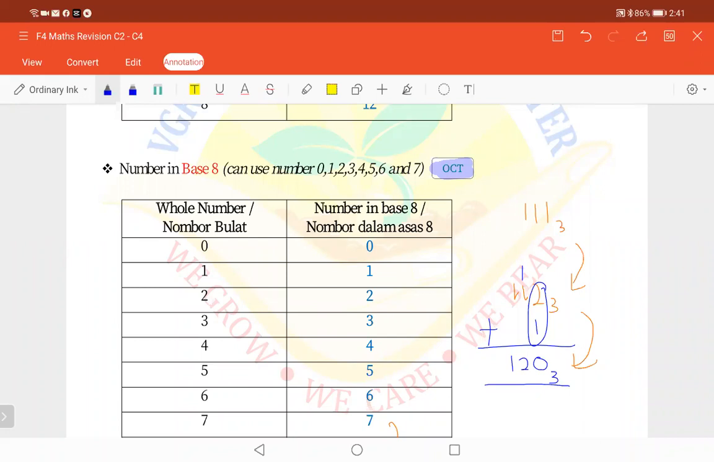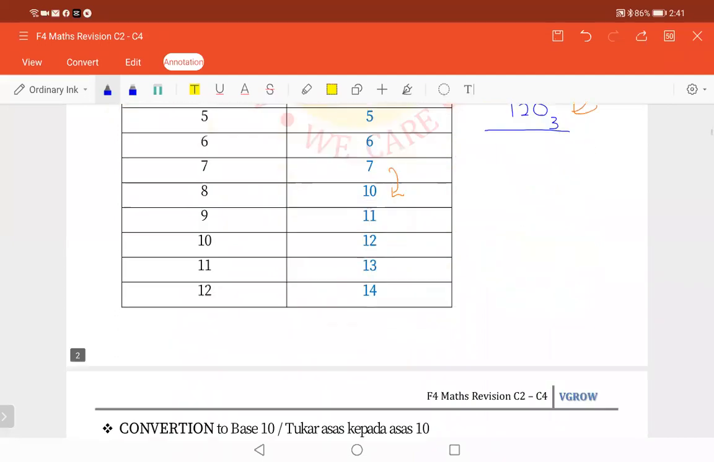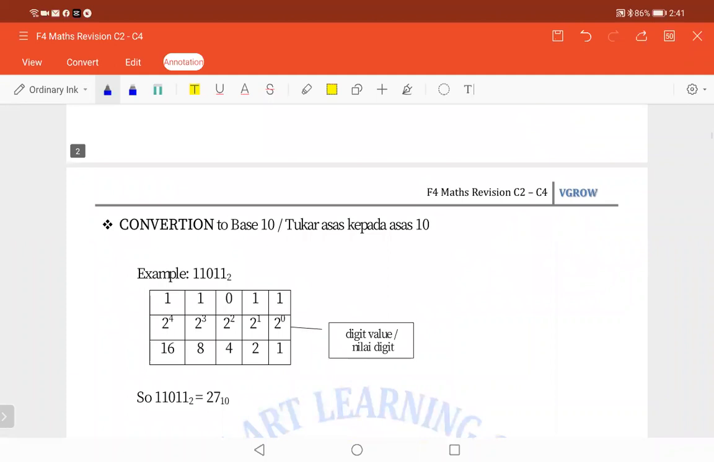Okay. So remember, there's no 3 appearing in base 3. Base 3, no 3. Base 4, no 4. Base 7, no 7. Base 8, you won't see the digit 8 in the base number. Okay, so that's the first part. You need to know the number.